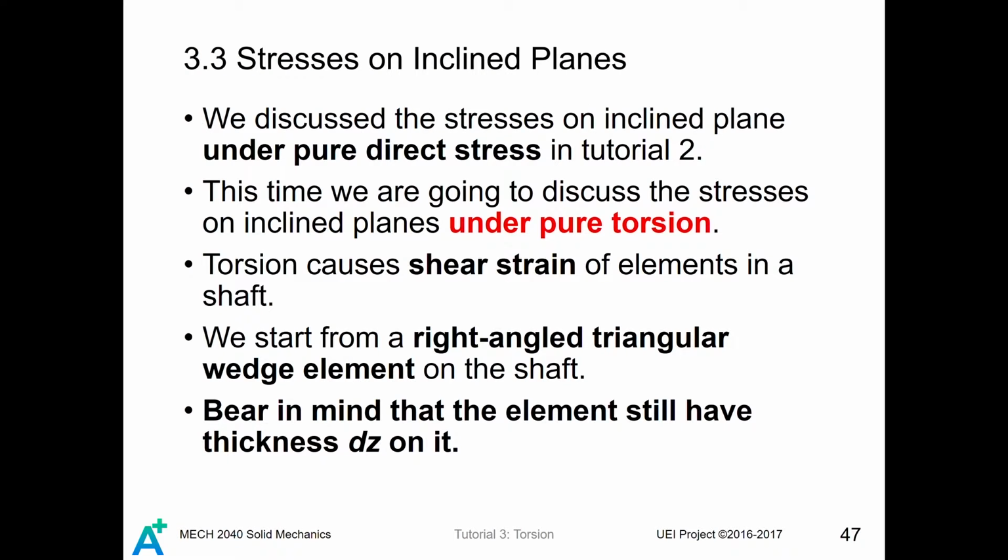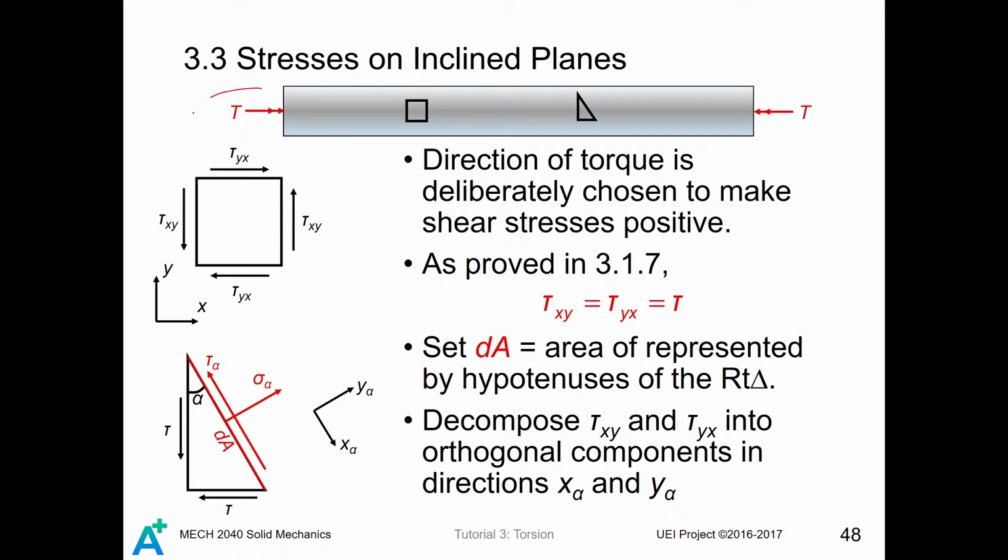After discussing the statically indeterminate problem, let's move on to the stresses on inclined planes. Similar to the axial load, in the pure torsion case, we also have stresses on the inclined planes. Now, a bar is under a torque like this. For the square element inside the bar, it will have the shear stress sketched in this way. Since we know that the shear stress tau xy equals tau yx from the previous tutorial, then we can sketch the stress element in this way.